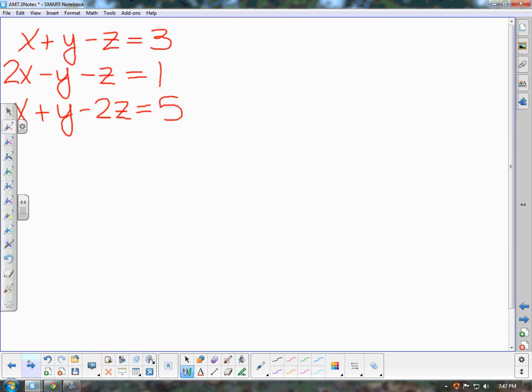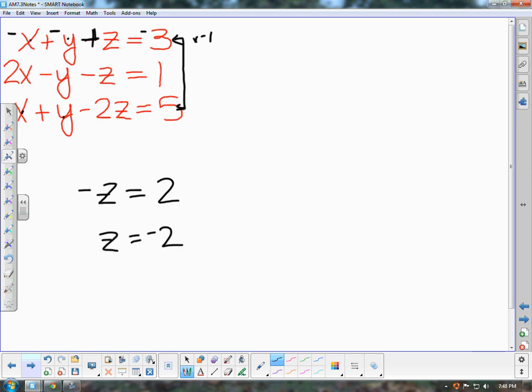Moving on to the next question, trying to solve this one. First, because we have this and that, multiply this by a negative 1, so that's a negative x, a negative y, a positive z, and a negative 3, and combine it with that. The x's go away, the y's go away, and negative z equals 2. So then z equals negative 2.